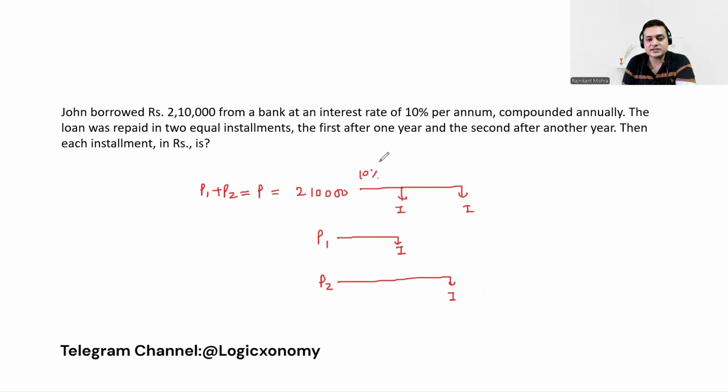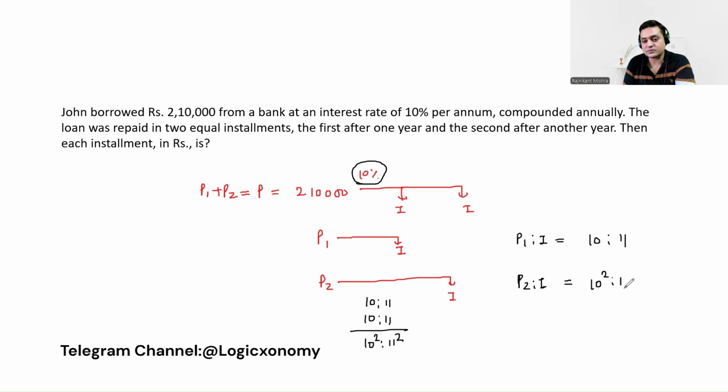See, because rate of interest is 10%, we can say the ratio of P1 and I will be 10:11, because 10% of 10 is 1. So 10:11 is the ratio between P1 and the EMI I. And the ratio between P2 and I will be, because 10% rate of interest in two successive years, first year 10% and second year also 10%, 10:11 for the first year, 10:11 for the second year. So in case of successive increment, we need to multiply both the ratios: 10 square is to 11 square. This is the ratio between P2 and I.